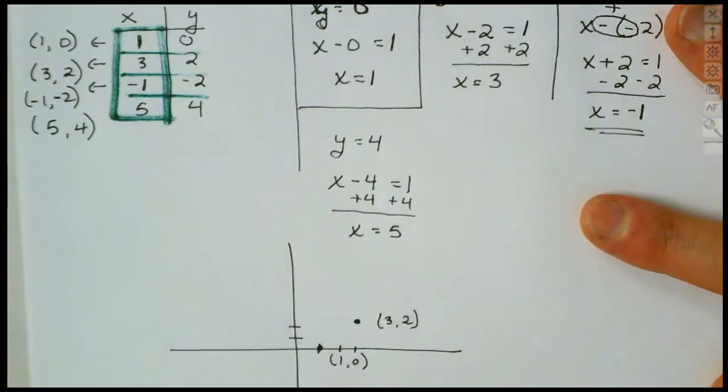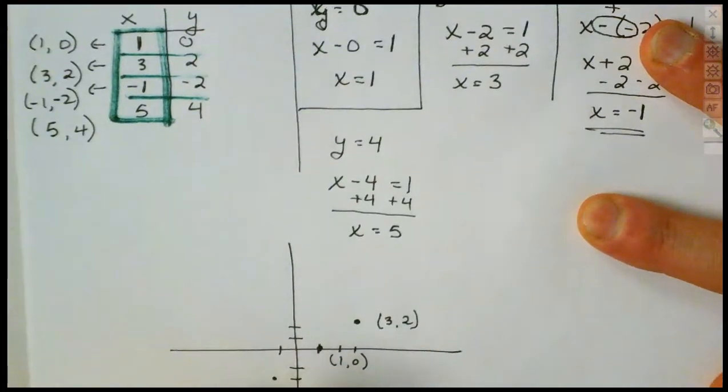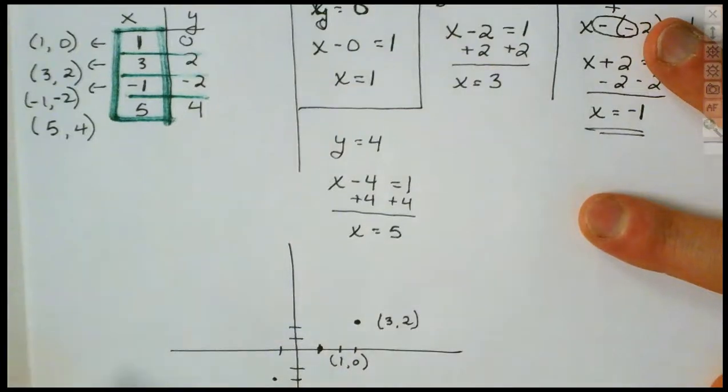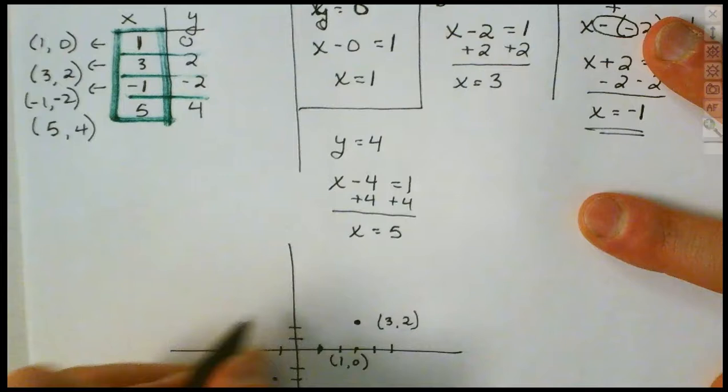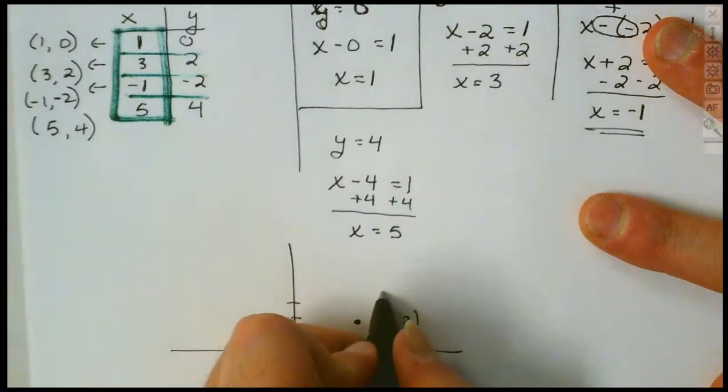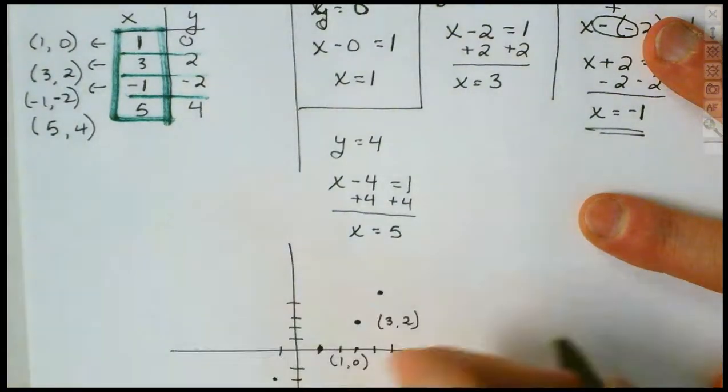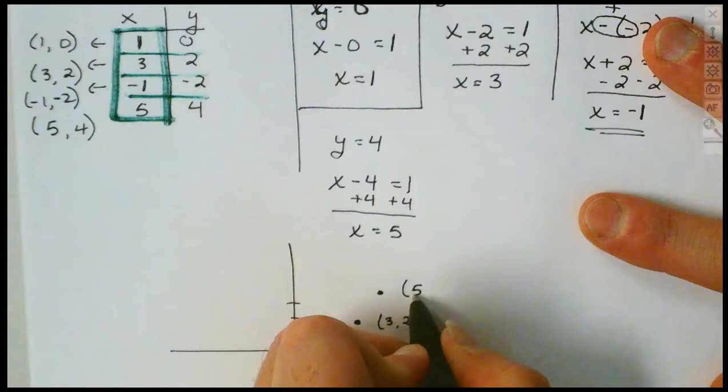Then we've got (-1, -2), which is right here. And then we've got (5, 4). So there's 3, 4, 5, and then up 2, 3, 4. So that's going to be approximately right there at (5, 4).